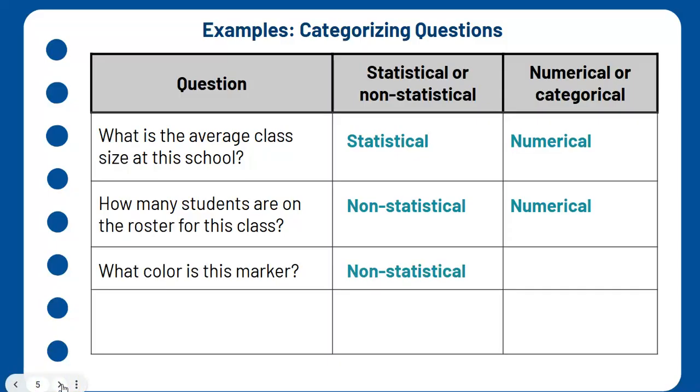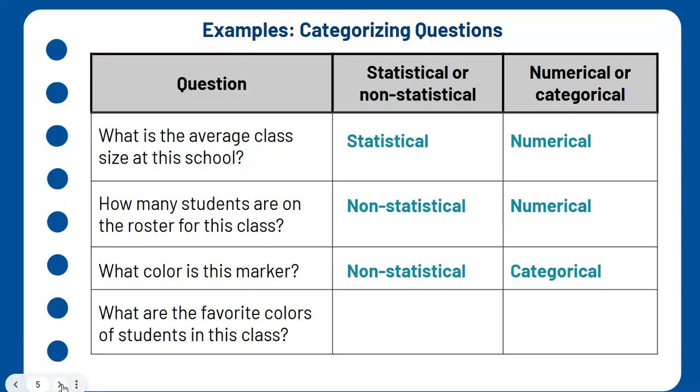Our next question, what color is this marker? This is another example of a non-statistical question. Since there's only one value in the dataset, there's no variability. The answer to this question would result in which type of dataset? Since we would express our answer by naming the color shown, which is a characteristic, this is an example of categorical data.